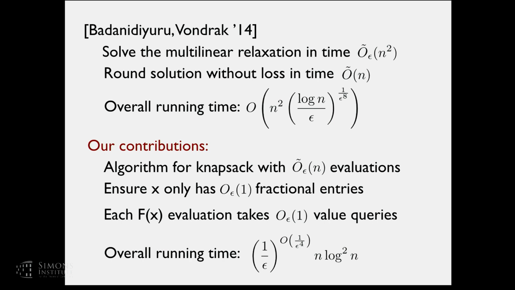In particular, we make sure that the fractional solution that we're constructing has a very bounded fractionality, in the sense that the number of entries that are strictly fractional, so they're not 0 or 1, is actually a constant that depends on epsilon. Okay, so this is the way we get around this difficulty. This allows us to make sure that when we evaluate the multilinear extension on one of these fractional vectors, we do so only at a cost of a constant number of value queries, as opposed to a linear number.